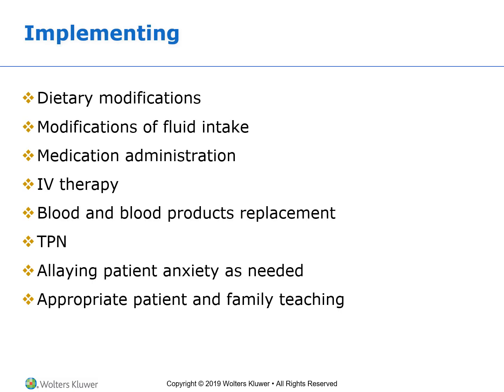As the nurse, what type of interventions can we do to prevent or correct this fluid, electrolyte, and acid-base imbalance? Those are going to be teaching the patient how to modify the diet, teaching them how to modify their fluid intake, proper medication administration if needed, IV therapy, administration of blood products and the replacement of blood, administration of parenteral nutrition if needed, reassuring the patient to help them deal with the anxiety, and teaching the patient and the family about their condition, how to recognize certain signs and symptoms, and what to do when those symptoms occur, as well as things to prevent.